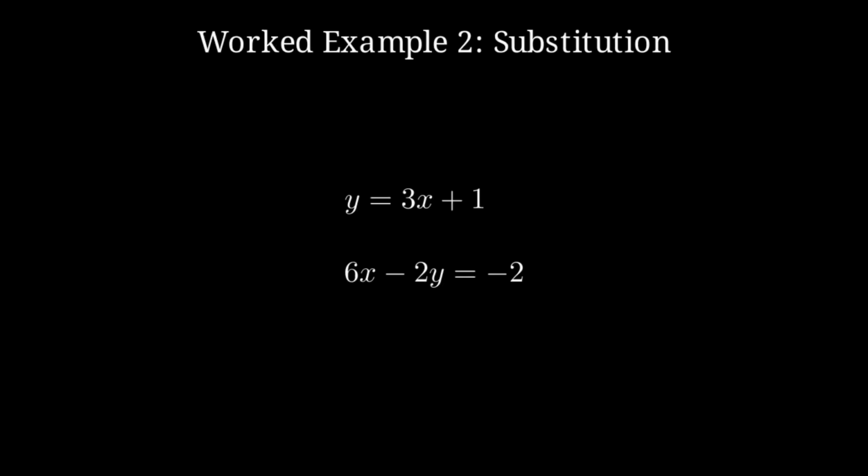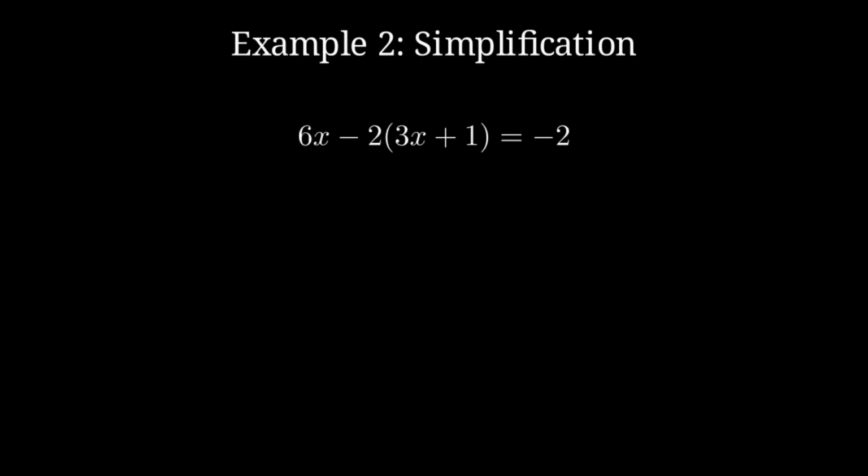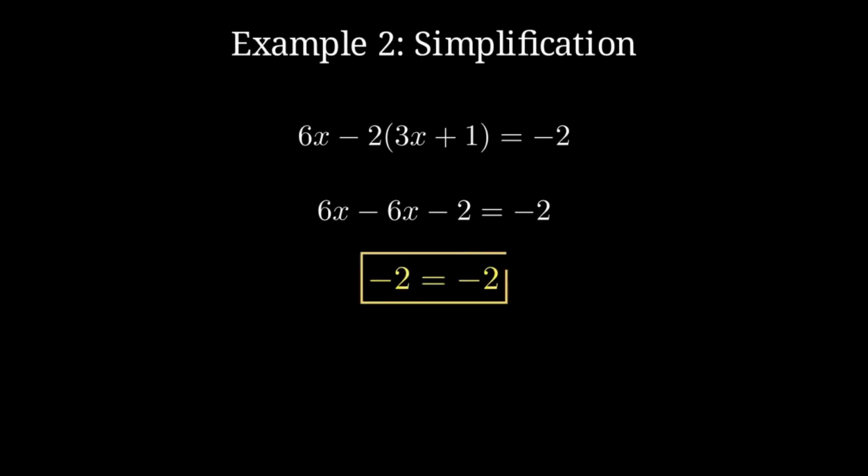Now let's try substitution. We will plug the expression for y from the first equation into the second equation. This is another common way to identify the nature of a linear system. After distributing the -2, the 6x terms subtract to 0. We are left with -2 equals -2. Again, the variables have vanished, leaving a true identity, proving infinite solutions exist.